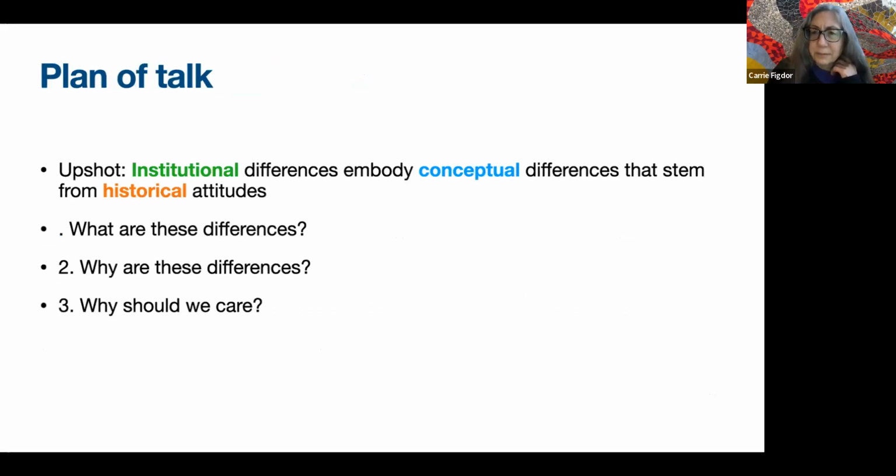Okay, so the plan of my talk is this. Oops, I left out the number one. But anyway, the upshot, if I had to summarize everything in one sentence, would be to show that there are institutional differences that embody conceptual differences, and these come from historical attitudes. So first part is, what are the differences? Why do we have these differences? And then, of course, why should we care?